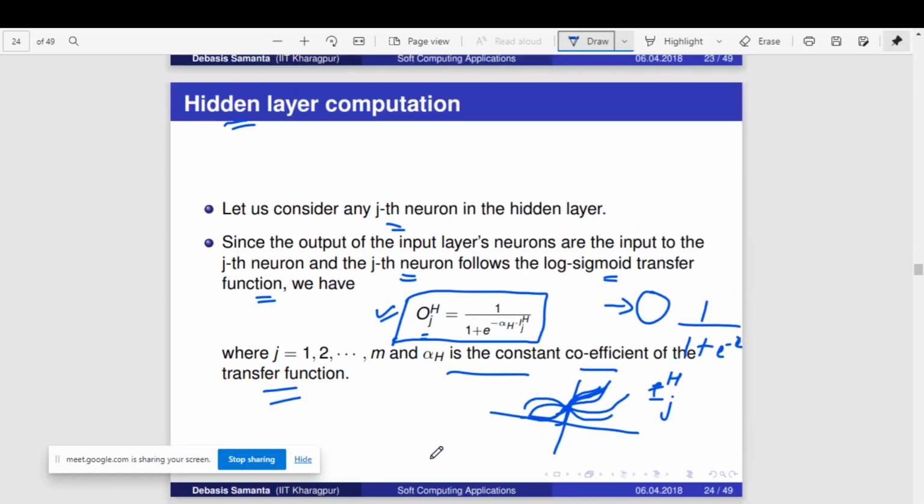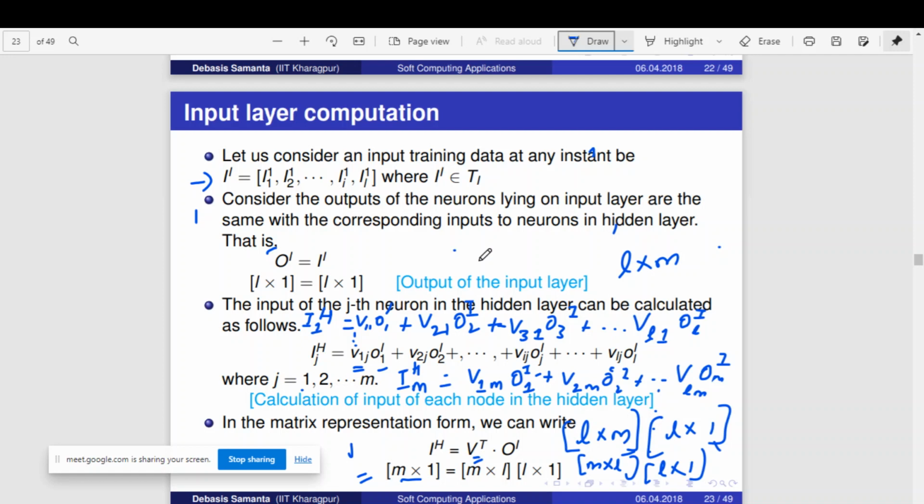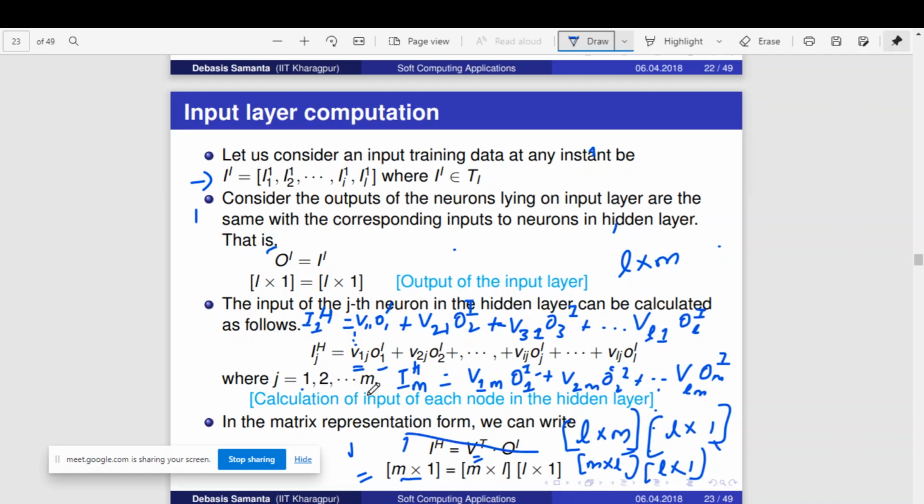Similarly, this is the mathematical representation of the computation of the hidden layer. The output of the hidden layer, how is it calculated? So this is the input of the hidden layer. Here what we calculated is the input for the hidden layer. This thing, sorry, this thing.